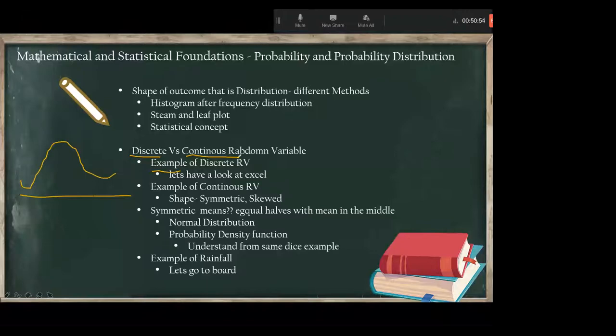So for a continuous variable, we're going to talk about the probability density function. In discrete, we already understood the dice example. But for continuous, let's understand the rainfall.